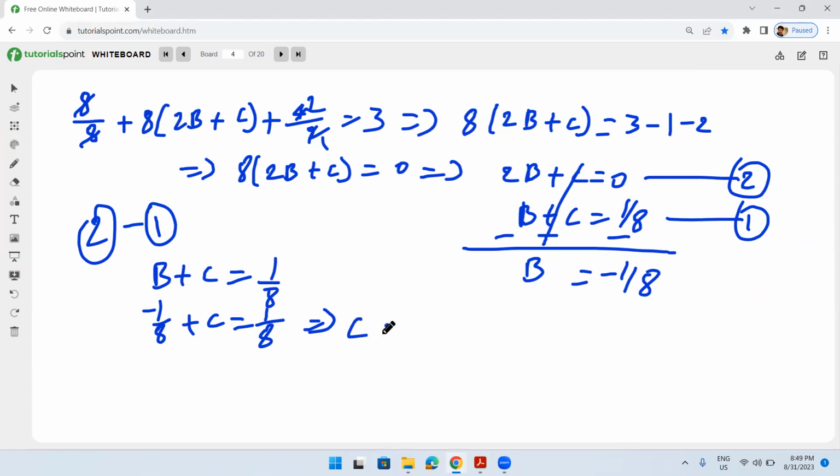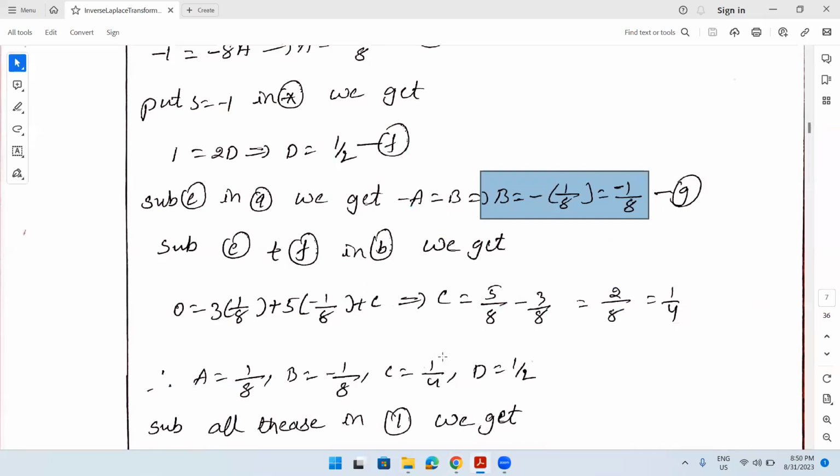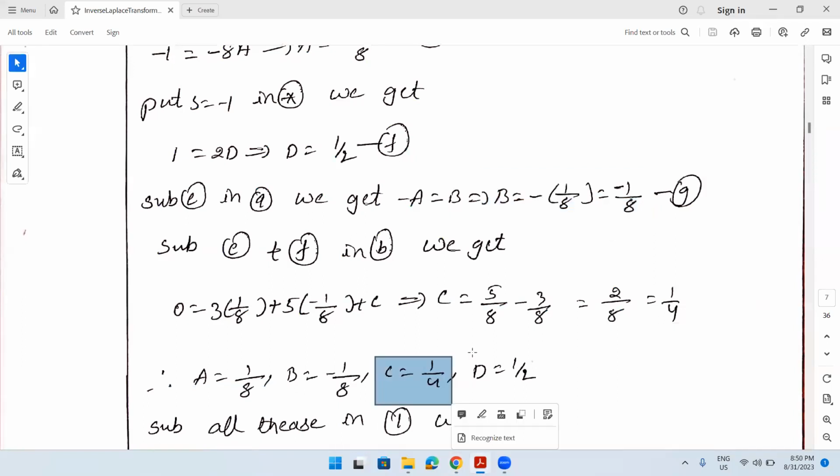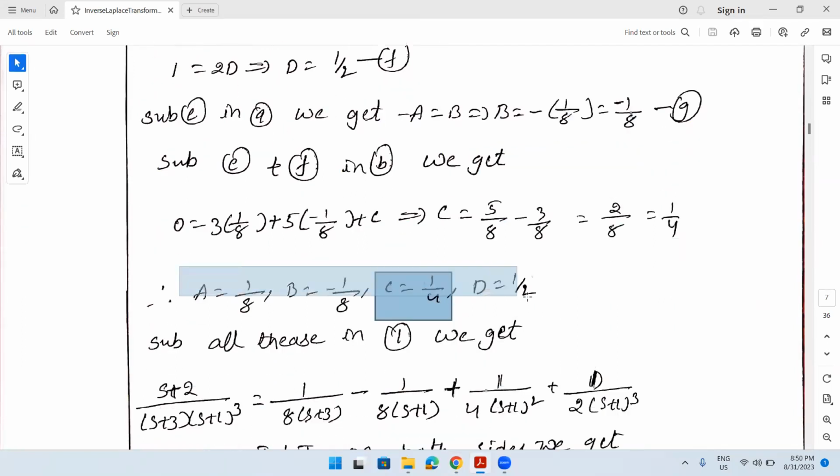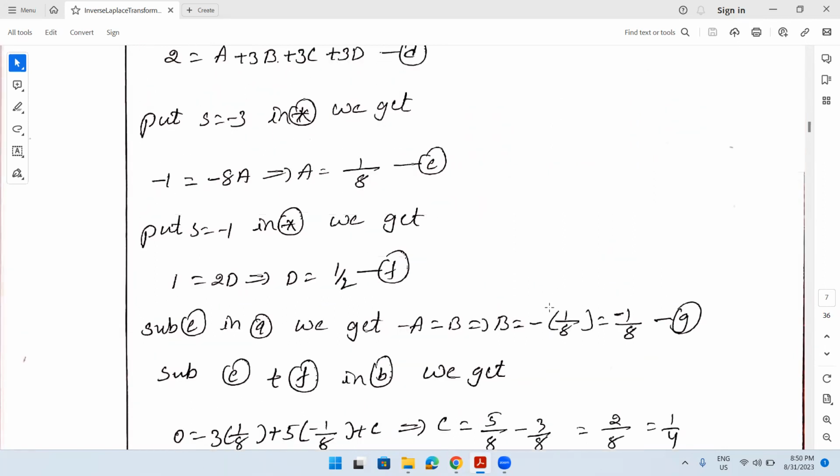So c is equal to 1/8 minus 1/8. If we take it to the right hand side, we get plus 1/8 plus 1/8. 1/8 plus 1/8 is 1/4. So the value of c is 1/4. Like this, we can simply find the values of A, B, C, D.